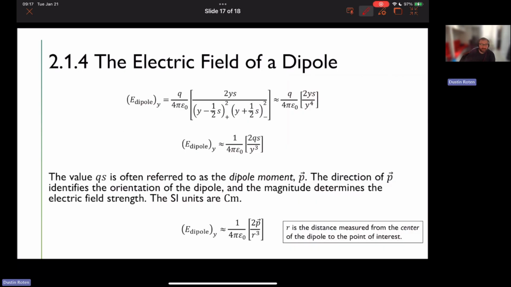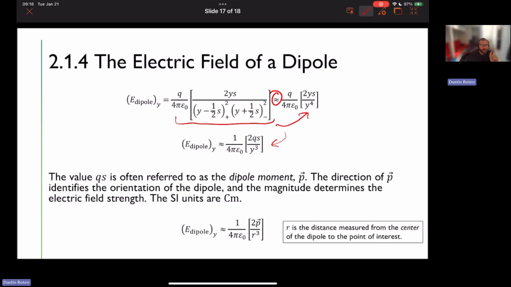Let's just rewrite that. We can take our big, nasty expression and simplify the denominator and say the electric field of a dipole is approximately 2ys over y to the fourth. We can simplify a little bit more, cancel out those y's, and here's what we get. I wanted to breeze through that math really fast just to show you this one statement, which will come in handy in the problem set.